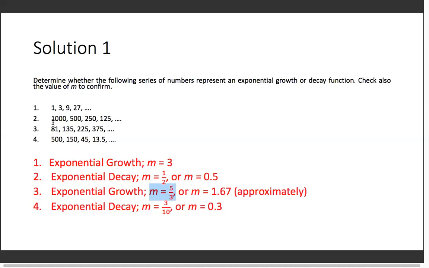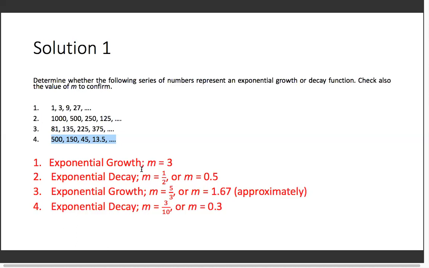So numbers 2 and 4 behave the opposite way as that of 1 and 3. So 1 and 3 are actually increasing. The numbers are getting higher. Whereas for 2 and 4, the numbers in the series actually decrease. And this is an indicator that 2 and 4 are both exponential decay functions. Thus, if they are exponential decay functions, we can expect that their multipliers should be a proper fraction.